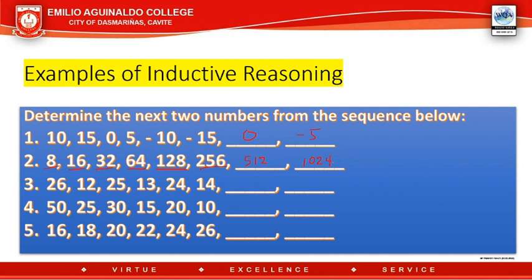For number 3, we have 26, 12, 25, 13, 24, 10. So let's try to find the difference between the two. So it is maybe that it is minus 14, then plus 13, minus 12, plus 11, minus 10. So it is maybe that the next one will be plus 9. Then the next one will be minus 8.